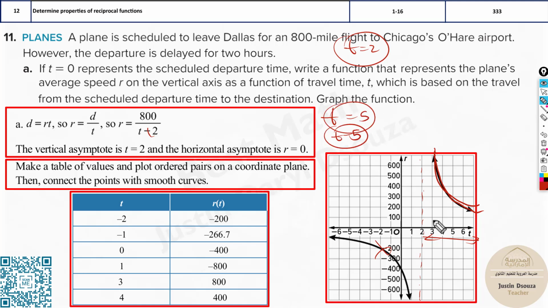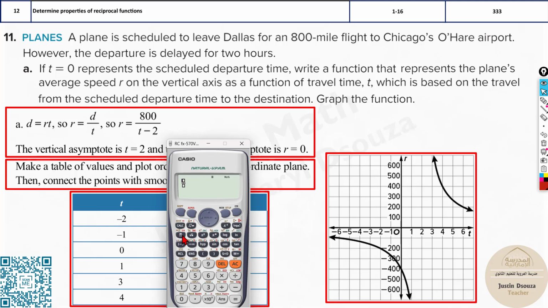The asymptote will be at phi. That's how you would solve this, and you can just make a smooth curve. You can get the table from your calculator as well. But since you will be given graphs, just put this equation in your calculator and solve it. All you need to do is type it out: 800 divided by (t minus 2), and calculate.